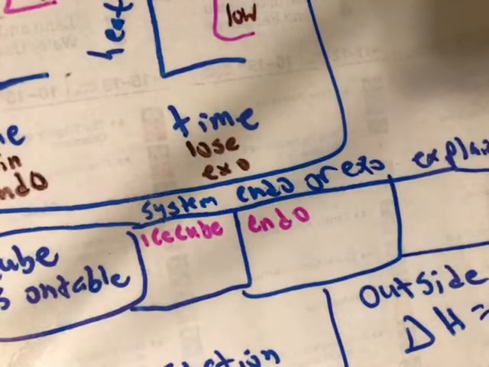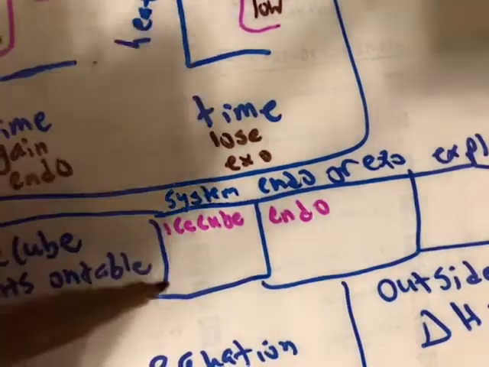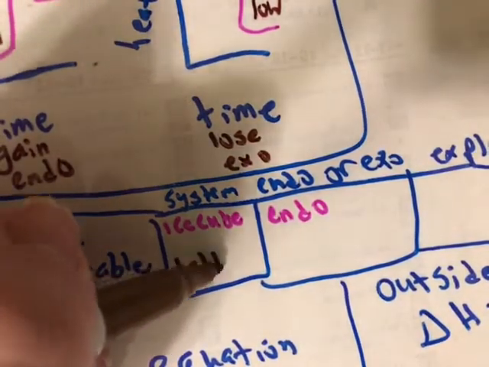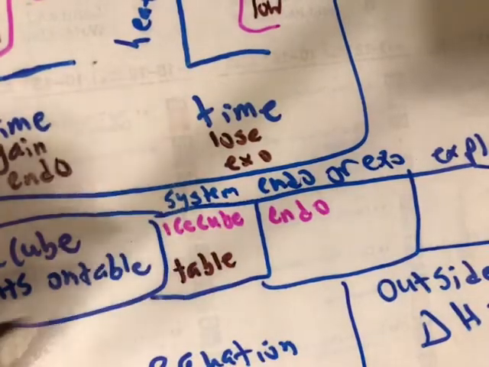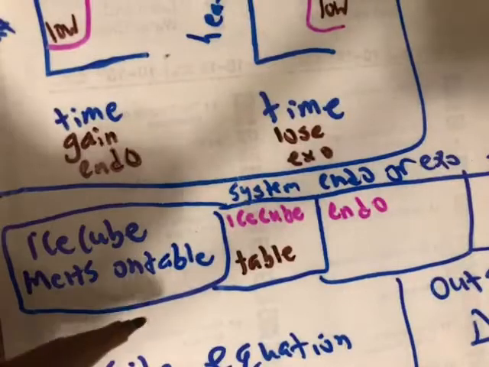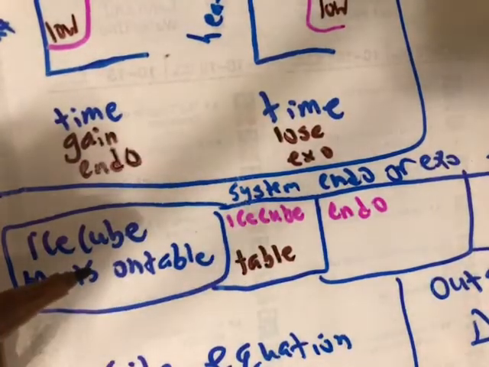Now, I could have also chosen the table. So there's no one right answer for this system. It's really a matter of whether you're lining up this system with the correct answer over here. So if I chose the table, I have to think about its relationship to the ice. So the ice cube is sitting on the table. So that essentially means that the table is melting the ice.